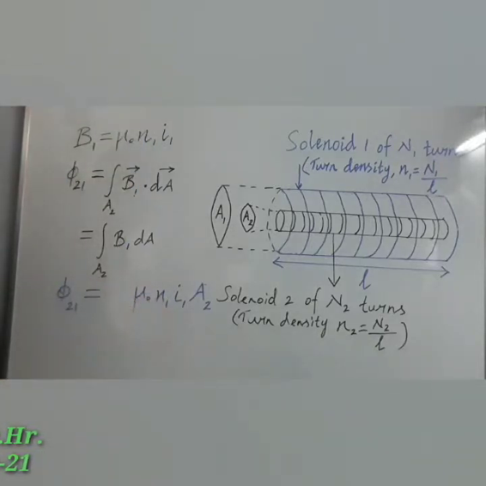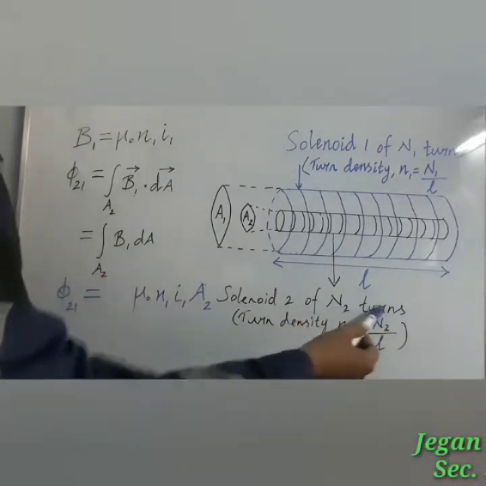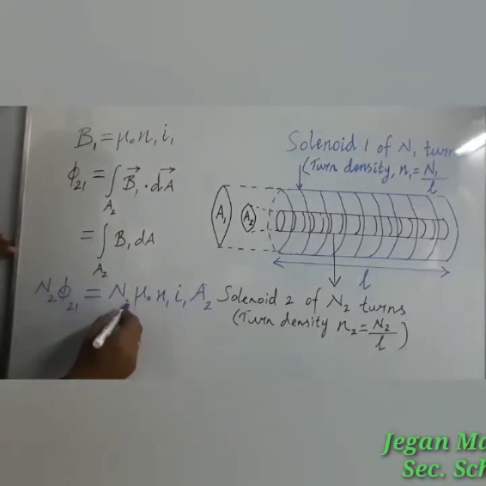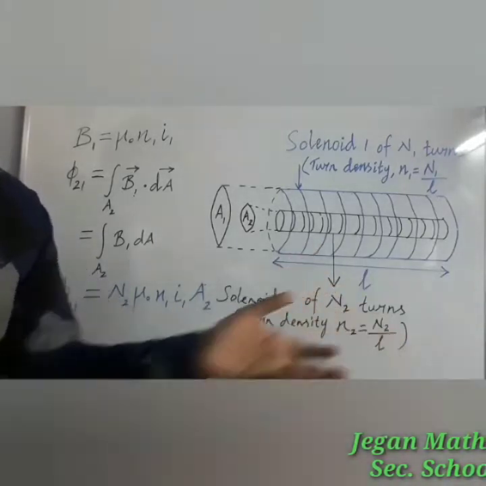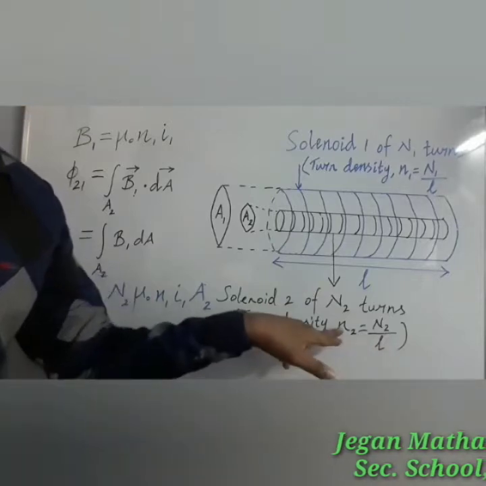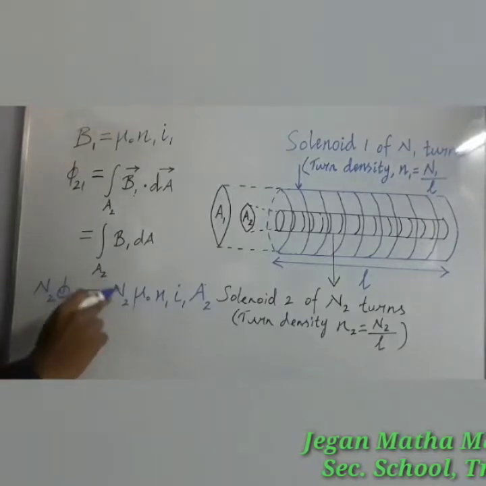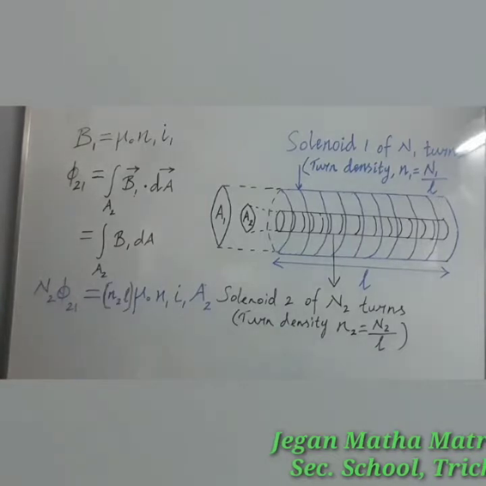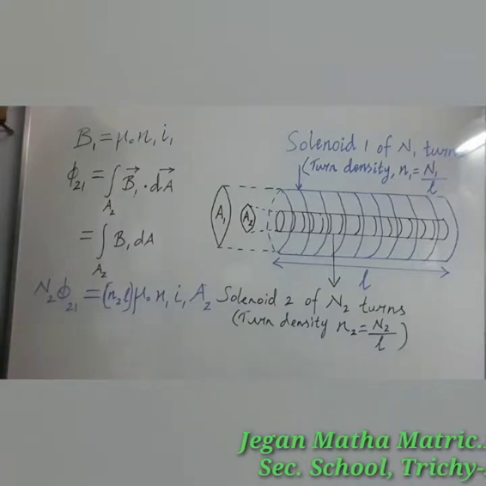Now we are going to multiply the number of turns in the second solenoid on both sides. The number of turns in the second solenoid is N2. Here also we are going to multiply with N2, but here only a slight change will be there. Capital N2 can also be written as small n2 into L. So here instead of capital N2, I am going to write small n2 into L. So I have written another form of the number of turns here.